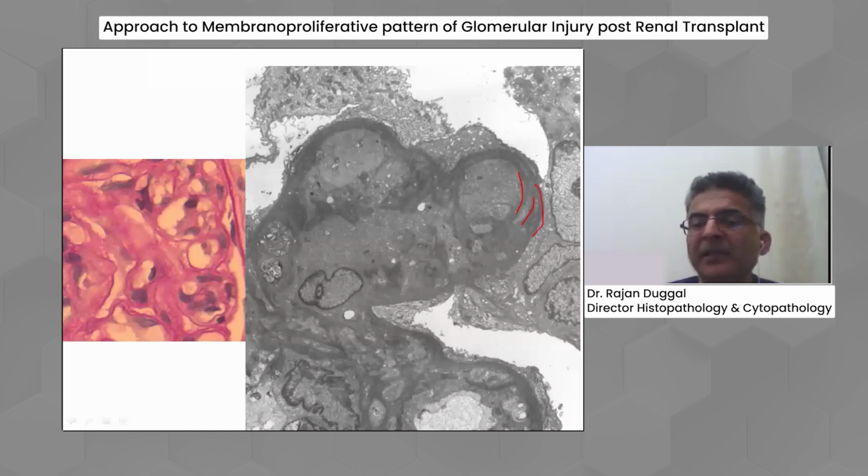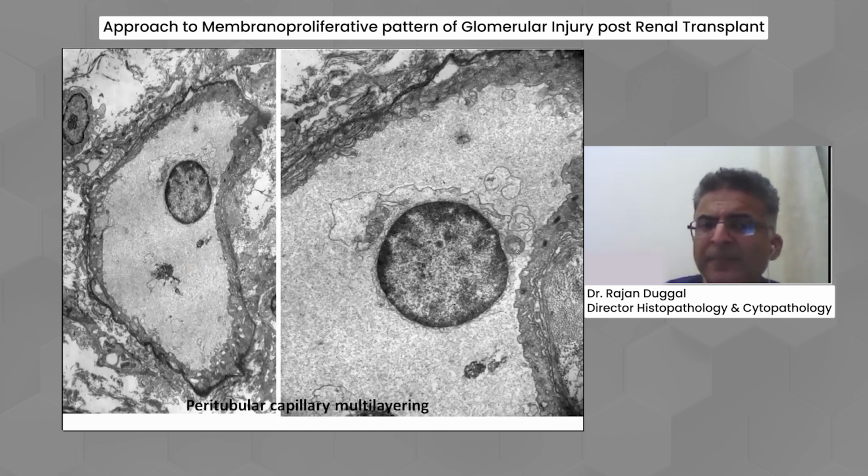Always remember, in light microscopy, you use the term capillary wall, but in ultrastructure examination, you use the terminology GBM. So don't use the terminology GBM in light microscopic examination. Never say in light microscopy, PAS stain shows increased thickening of the glomerular basement membrane. Just say PAS stain shows increased thickening of the glomerular capillary wall. GBM terminology should be restricted only to ultrastructure examination or electron microscopic examination. I've shown you PTC multilayering.